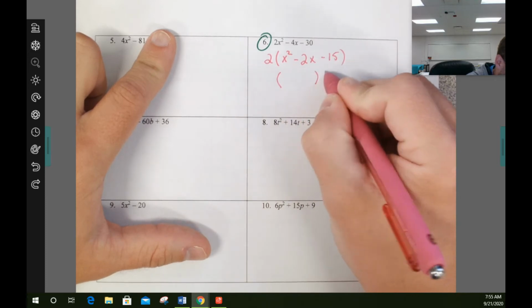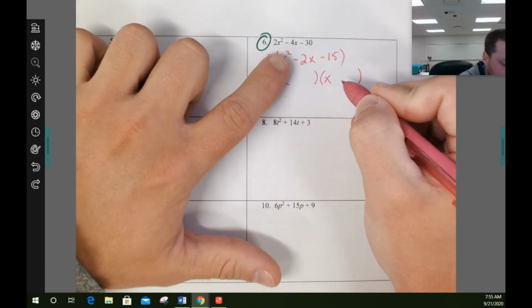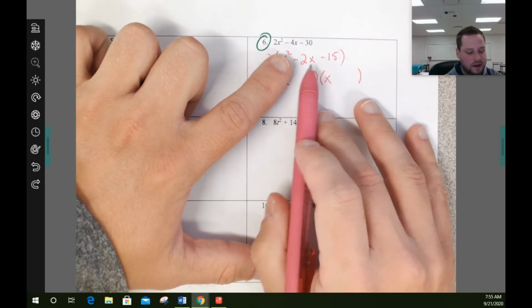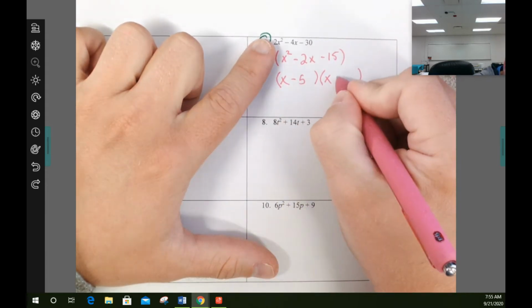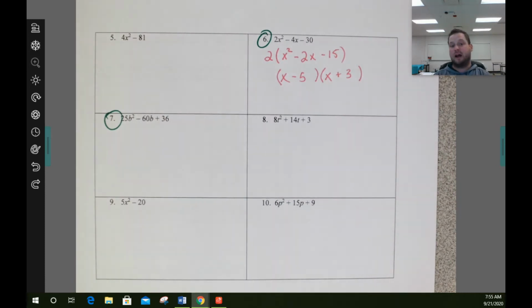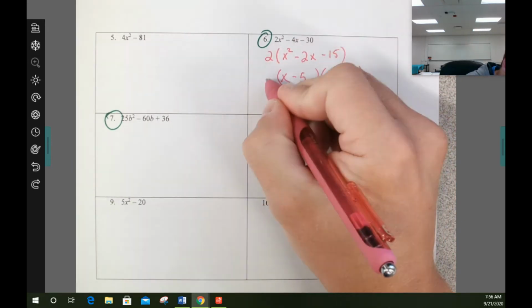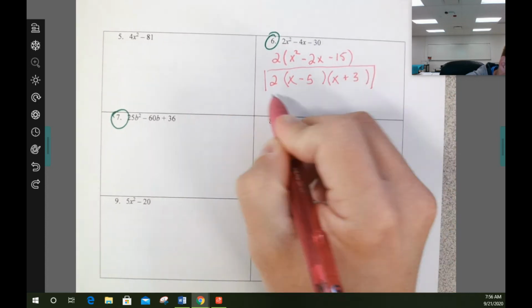So 2 sets of parentheses. X and x give me x squared. Now I'm thinking, what multiplies to give me negative 15, but adds to give me a negative 2? It would be minus 5 plus 3. Okay, so negative 5 times positive 3 gives me negative 15. Negative 5 plus 3 gets me to the negative 2. And then we got to drop a 2 down out front. So there we go.